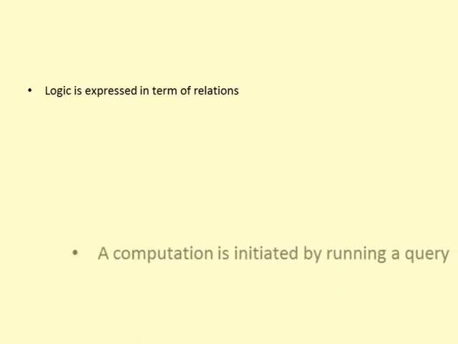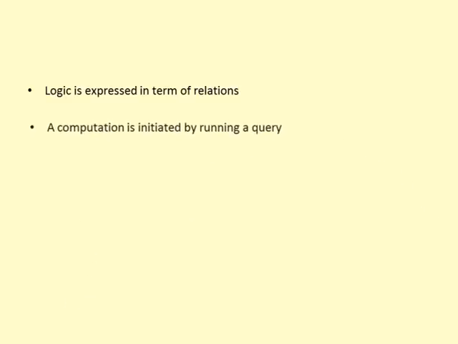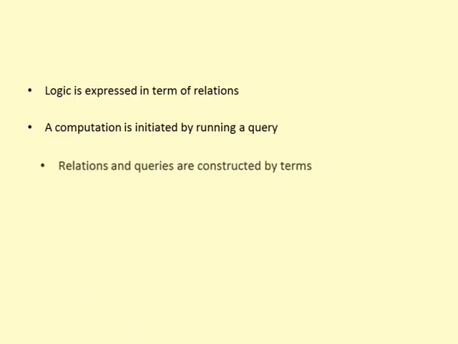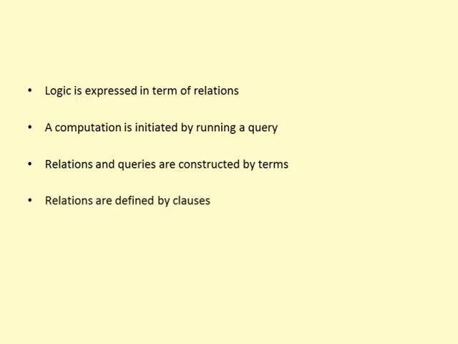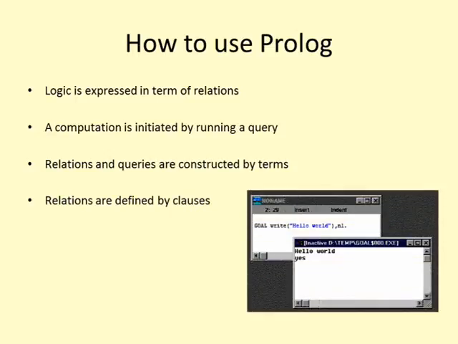In Prolog, program logic is expressed in terms of relations and a computation is initiated by running a query over these relations. Relations and queries are constructed using terms, which is Prolog's single data type. Relations are defined by clauses. When you give a query, Prolog attempts to find if the query is true or false.